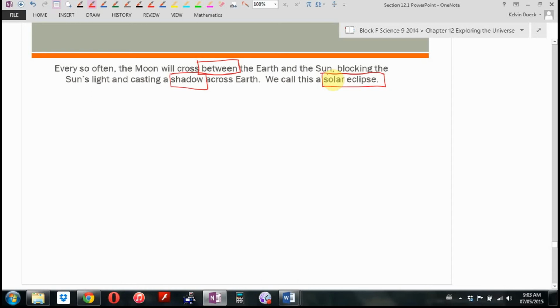Yep, but not a solar. Lunar ones happen way more often, it turns out. We call this a solar eclipse.